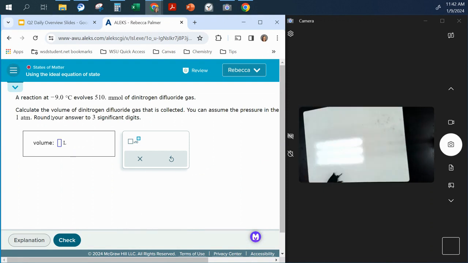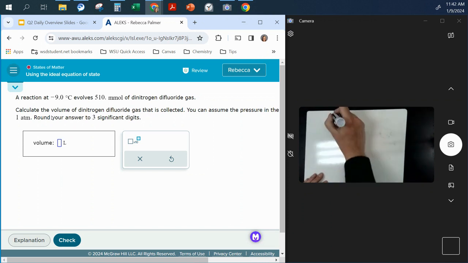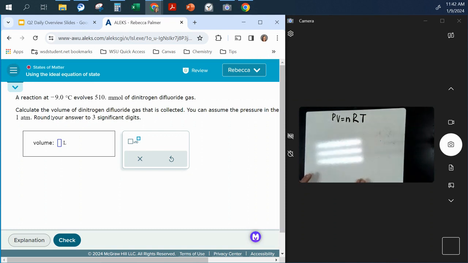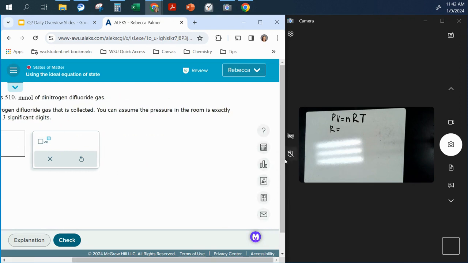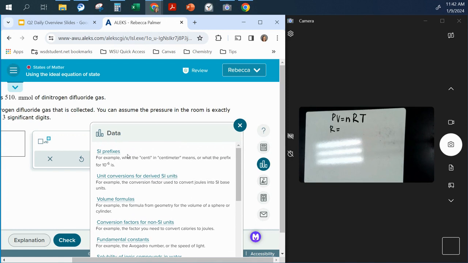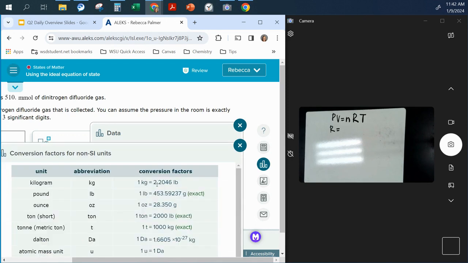Ideal gas law is PV equals nRT. So I would write on my note card, besides having my equation, what R is. It's in Alex, but I don't want to find it in Alex. That would make me nervous because sometimes I feel like it doesn't work for me. I can't find things in here when I need them.